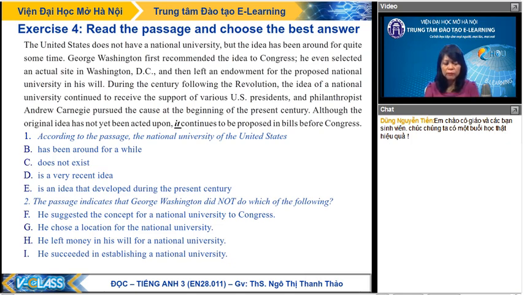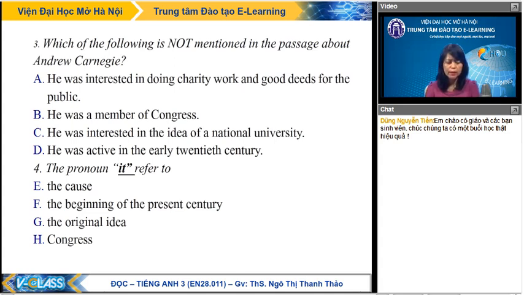Exercise 4. With some more exercises, some more questions. Okay, so come on please. Yes, two more questions. Got that?